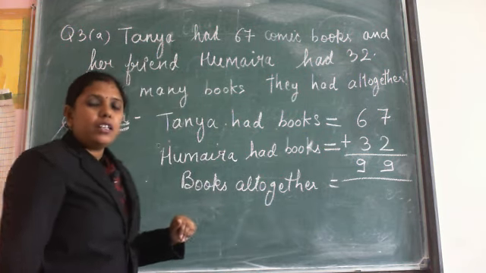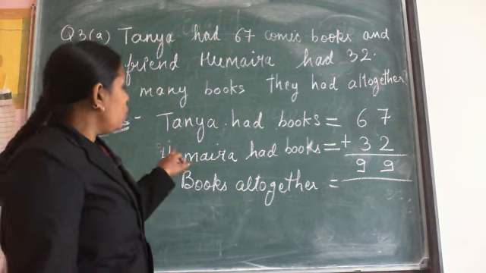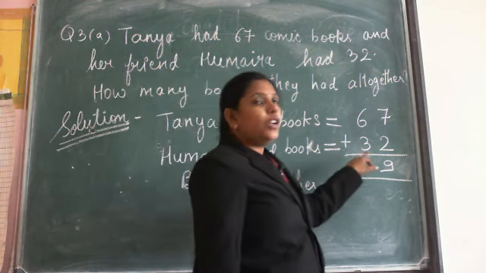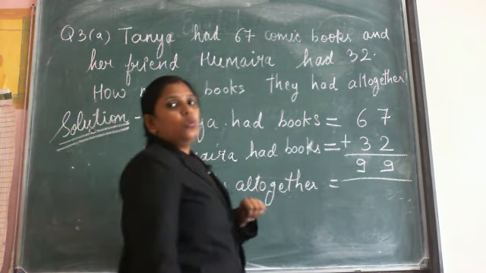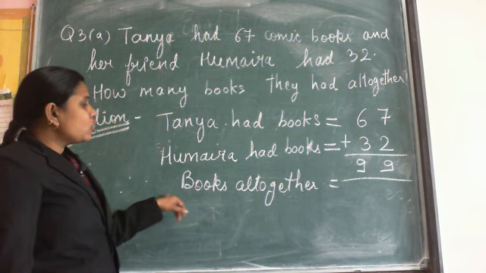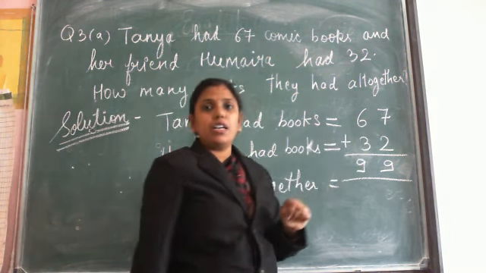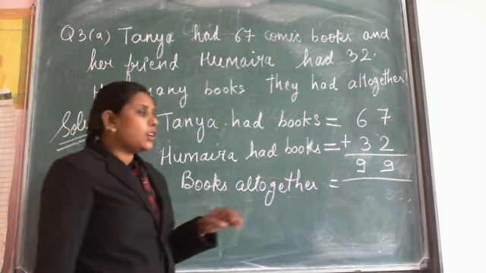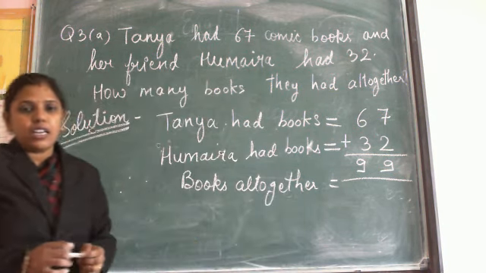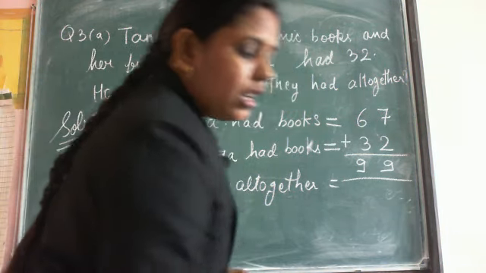Now we have to write the number of books Humaira has. Humaira had books. How many books Humaira had? 32. So write here 32. Now we have to find the total number of books. So books altogether, we add 67 plus 32. 67 plus 32 is 99. So the total number of books is 99. Write fast. Then we will do the next question.